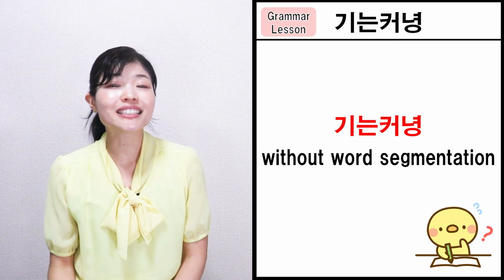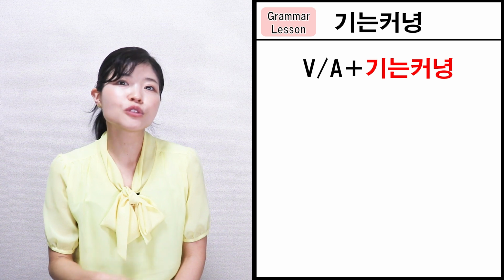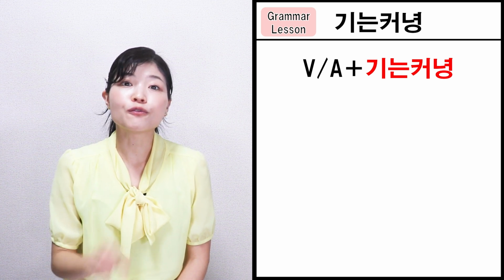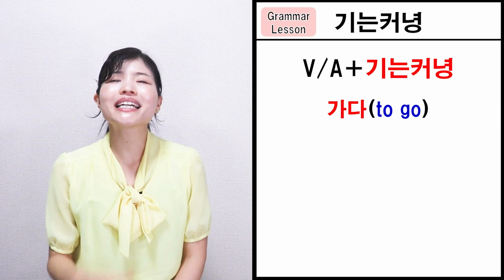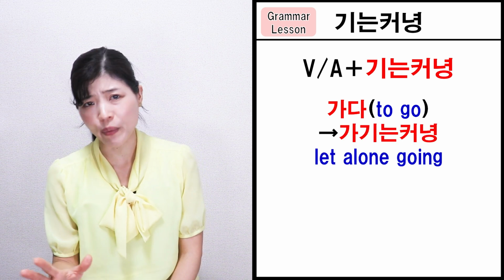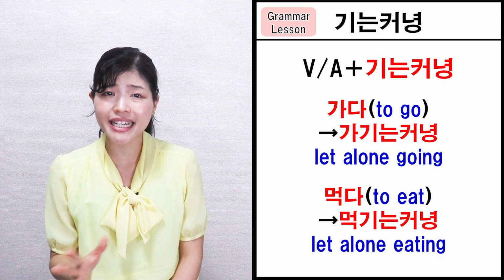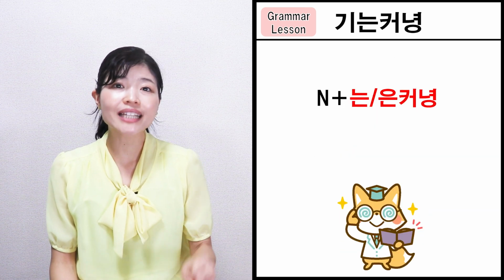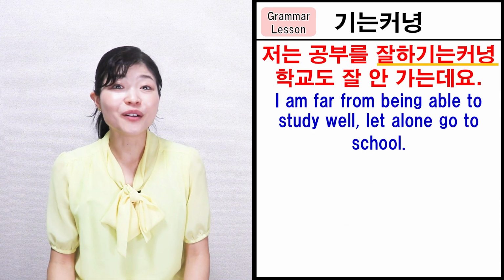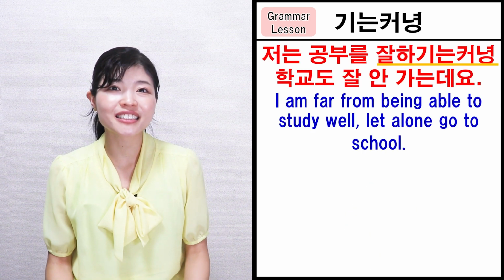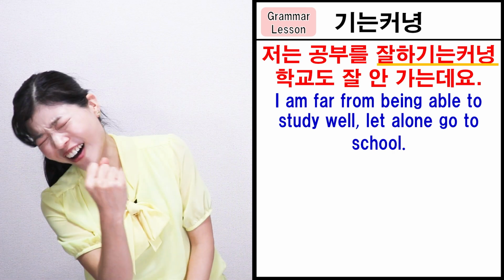The usage is as simple as ABC. You just add 기는커녕 to a word stem in the case of verbs and adjectives. For example, 가다 to go will be 가기는커녕, let alone going. 먹다 to eat will be 먹기는커녕, let alone eating. For nouns, you attach 는커녕 or 은커녕, depending on the final consonant. Now, let's read a lot of sample sentences with negative messages. Are you ready? Then let's go!